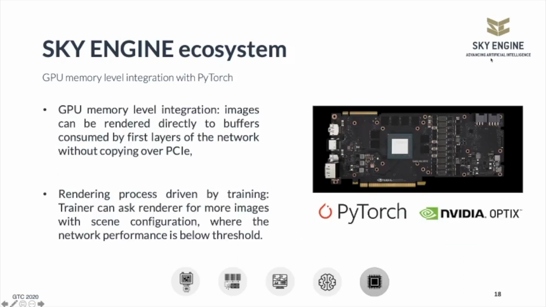We are integrated on the GPU memory level at the moment with PyTorch, but we also have work in progress with TensorFlow. So in many cases, for research, let's say, there is no need to have a process of training, like data generation first and rendering later. We can generate data on a GPU directly to memory, which is next going to be consumed by PyTorch. So we can share memory between our rendering buffers and PyTorch buffers.